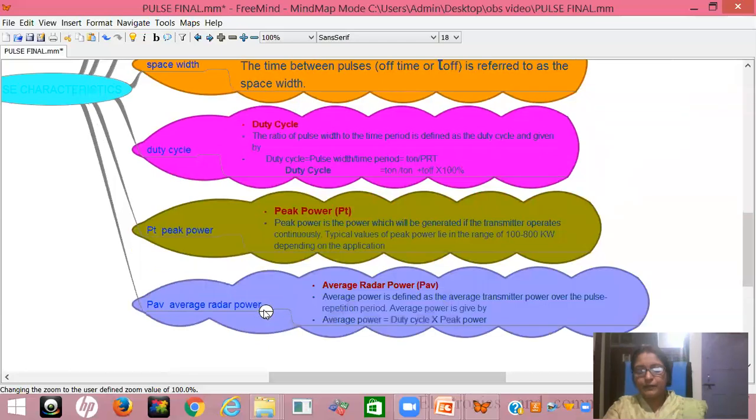Next is the average power. The average power is defined as the product of duty cycle and peak power here. Therefore, that product of duty cycle and peak power is called the average power here. Now, these are some of the parameters of the pulse waveform here.